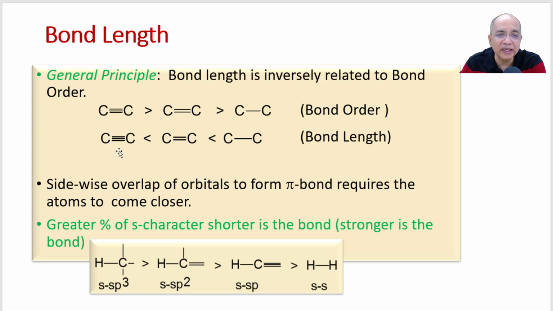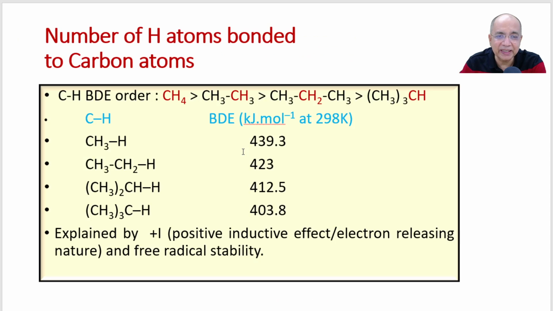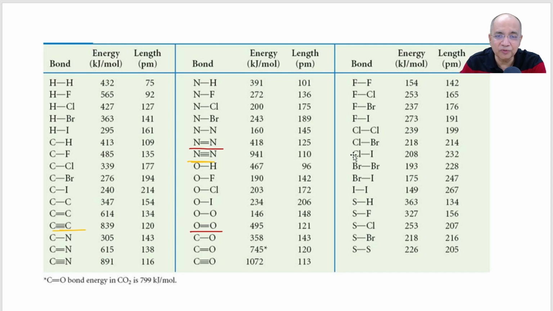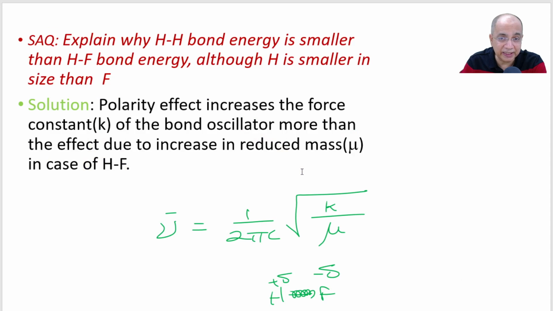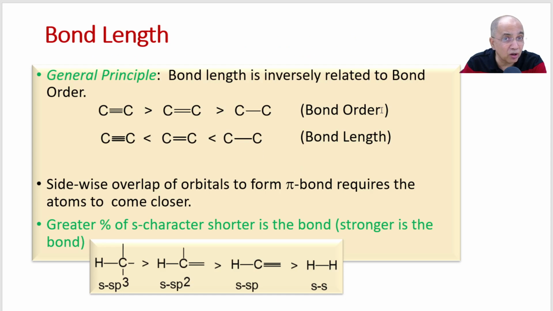the minimum. The bond length data you will find here: C triple bond C is 120, C double bond C is 134, which is greater, and C single bond C is 154. So 120, 134, 154, this is in picometer. So what I was saying is, greater the bond order or bond energy, lesser the bond length.